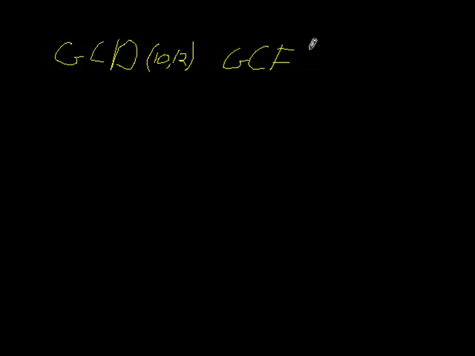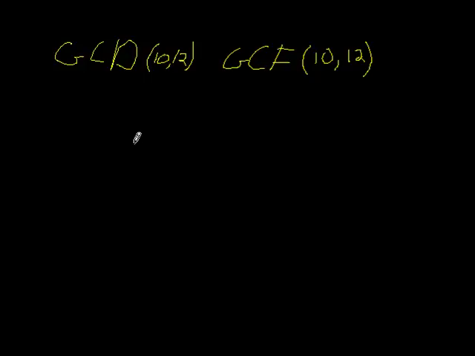Greatest common divisor and greatest common factor are almost the same thing. A divisor is something that can divide into something a certain number of times, and a factor is basically the same thing. It can divide into a number a certain number of times.